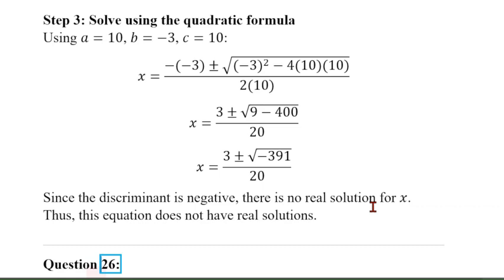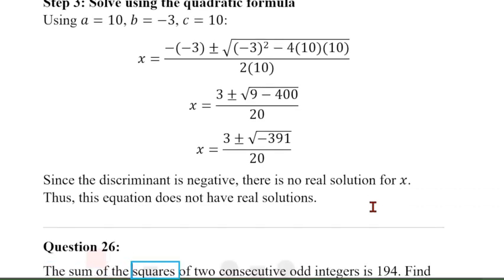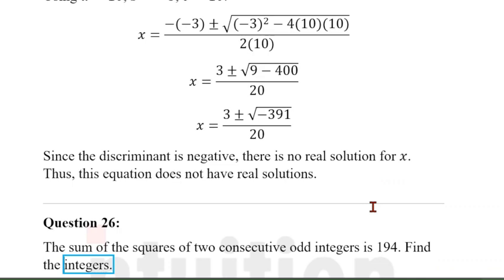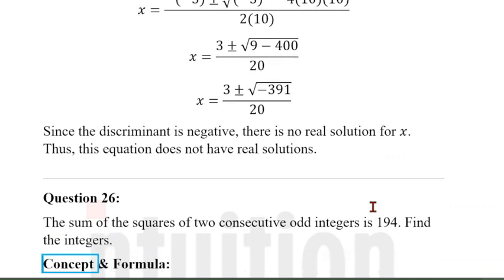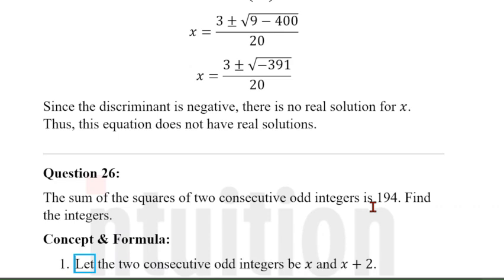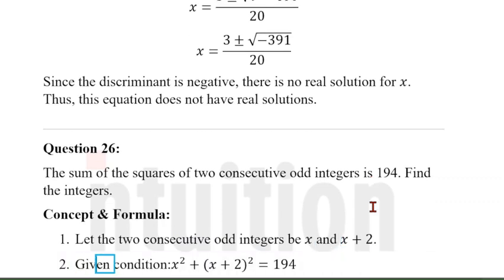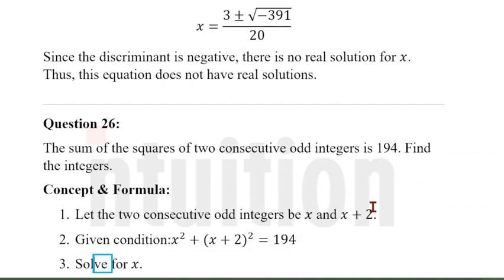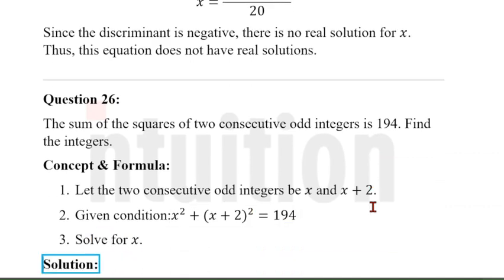Question 26. The sum of the squares of two consecutive odd integers is 194. Find the integers. Concept and formula. 1. Let the two consecutive odd integers be x and x plus 2. 2. Given condition: x squared plus open paren x plus 2 close paren squared equals 194. 3. Solve for x.